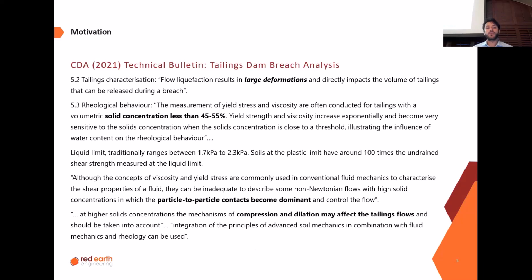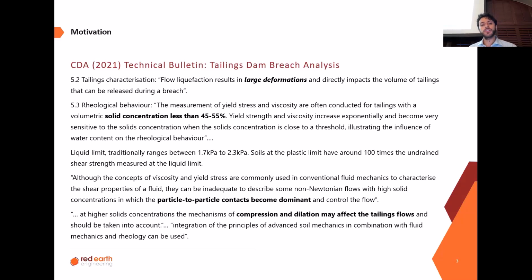When they speak about rheological behavior, CDA says the measurement of yield stress and viscosity are often conducted for tailings with a volumetric solid concentration less than 45 to 55%. So I'm going to stop here and I want you to think about what's the solid concentration of the tailings dam that you might be working on at the moment. And you might realize that it's probably higher than that.